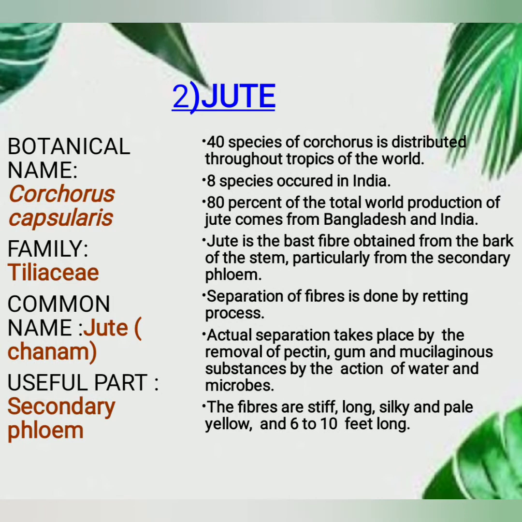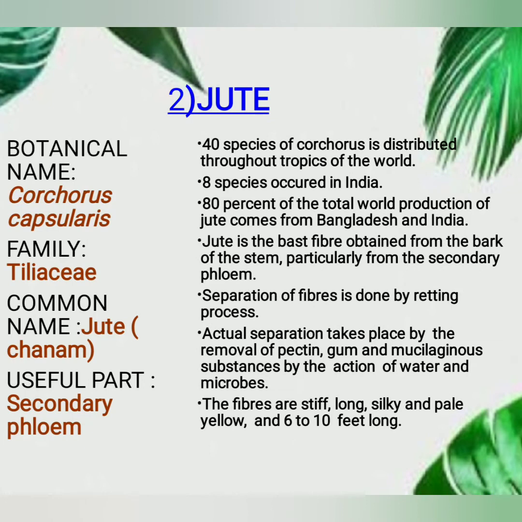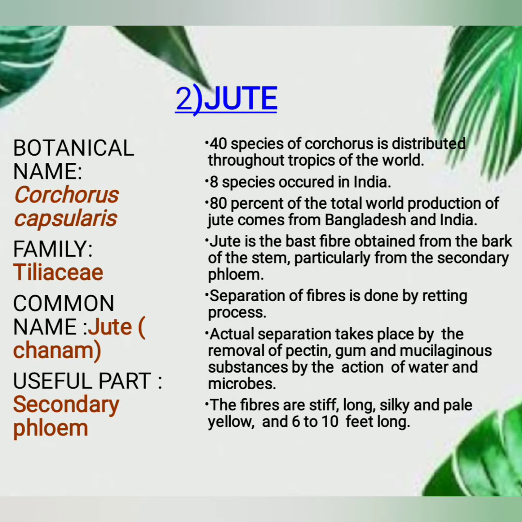About 40 species of Corchorus are distributed throughout tropics of the world. 8 species occur in India. 80% of the total world production of jute comes from Bangladesh and India. Jute is the bast fiber obtained from the bark of stem, particularly from the secondary phloem.